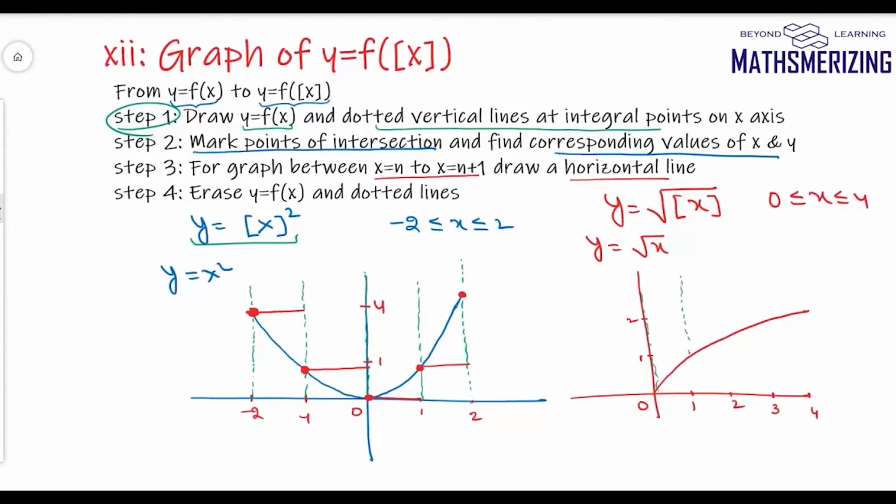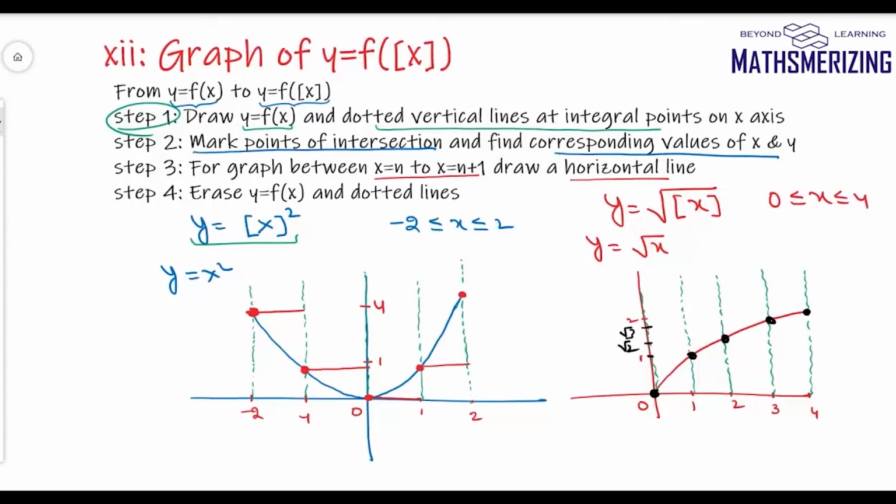I'll draw this line at 1, at 3 and at 4. And I'll mark these points of intersection. Now when x is 1, y is 1. When x is 2, y is root 2. When x is 3, y is root 3. And when x is 4, y is 2.